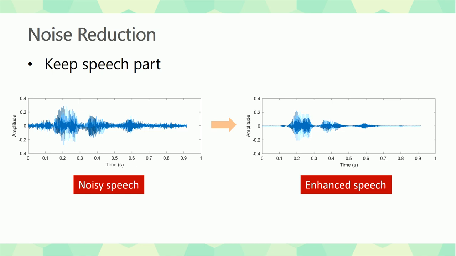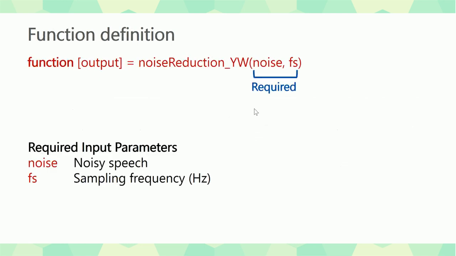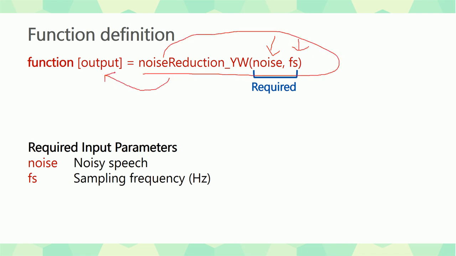How to use this algorithm? You can see my function. I have uploaded my function on GitHub. There are only two parameters for the input. The first one is the noisy speech signal. And the second one is the sampling rate, like 16,000 or something like that. After using this function, we can get the output signal as the enhanced speech, that is a clean speech.